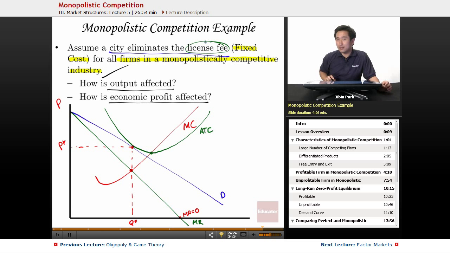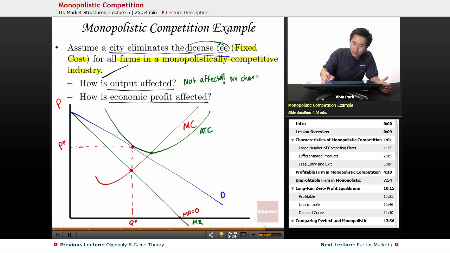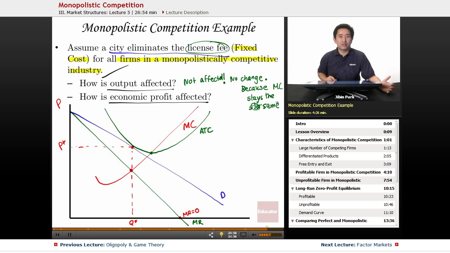Now, that doesn't impact the marginal. So how is output affected? And the answer is absolutely not. It's not affected. No change. And why? If you had to explain here, it's no change because marginal cost stays the same. If the fixed cost is changing, then the variable cost stays exactly the same. And so when the fixed cost is reduced, it has no impact on the marginality of a decision.